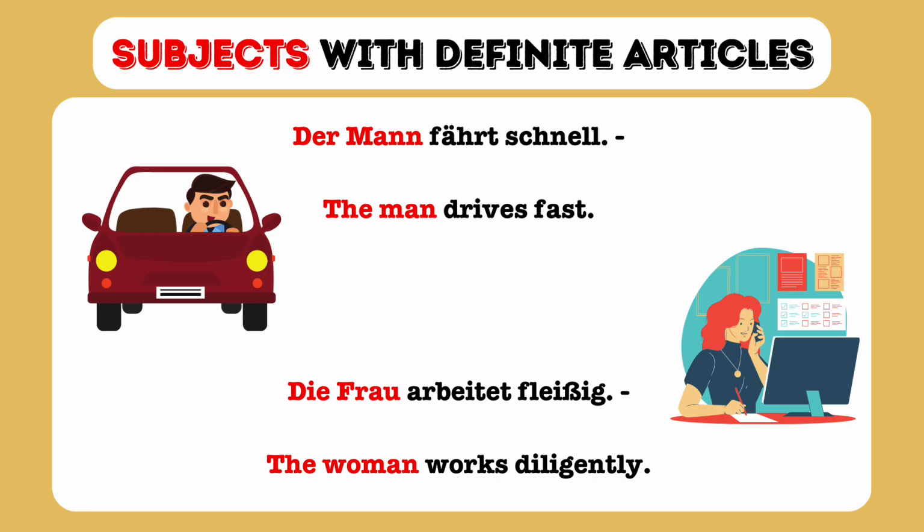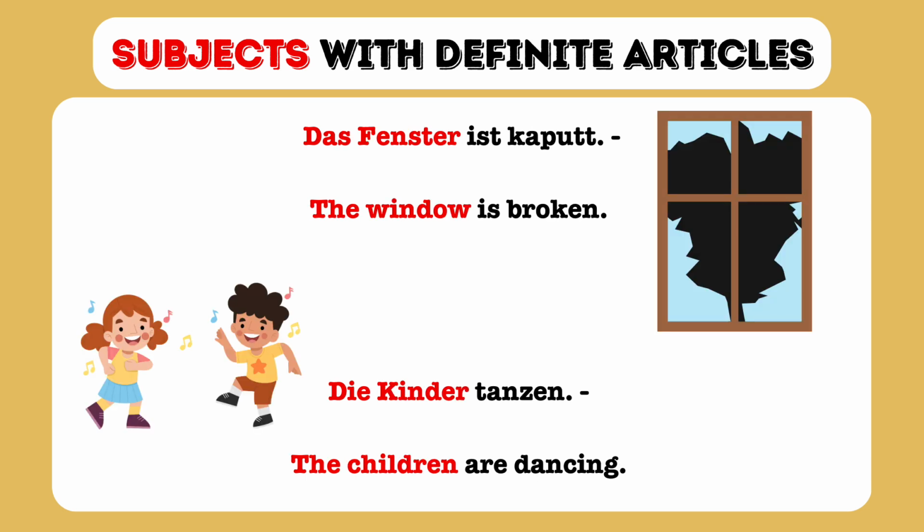Der Mann fährt schnell. The man drives fast. Die Frau arbeitet fleißig. The woman works diligently. Das Fenster ist kaputt. The window is broken. Die Kinder tanzen. The children are dancing.